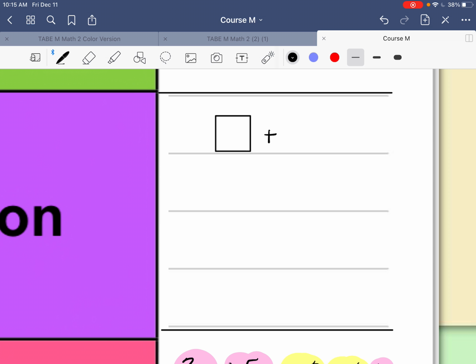Something plus 6 is 10. So what is the unknown? What is the value that fits in that box? I'll say, okay, we'll let it be x. Something plus 6 is 10. X has to be 4, or 4 is x. Those are your solutions.